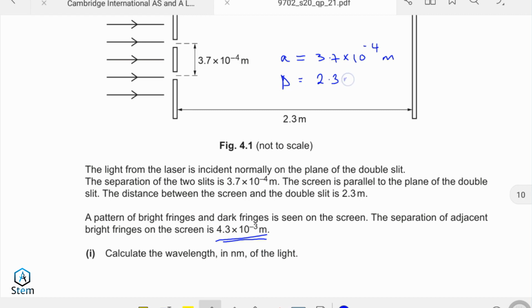Then D is equal to 2.3 meters, and D is the distance of the screen from the slits. What else? Our x is equal to 4.3 times 10 to the power minus 3. x is the thickness of the fringe, or the separation between adjacent fringes. Given this information, we can substitute it in the equation, which says lambda is equal to ax over D.